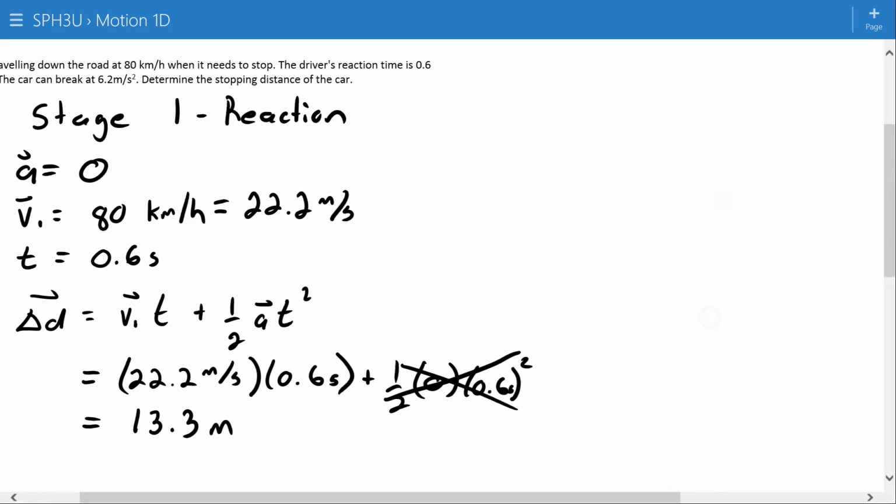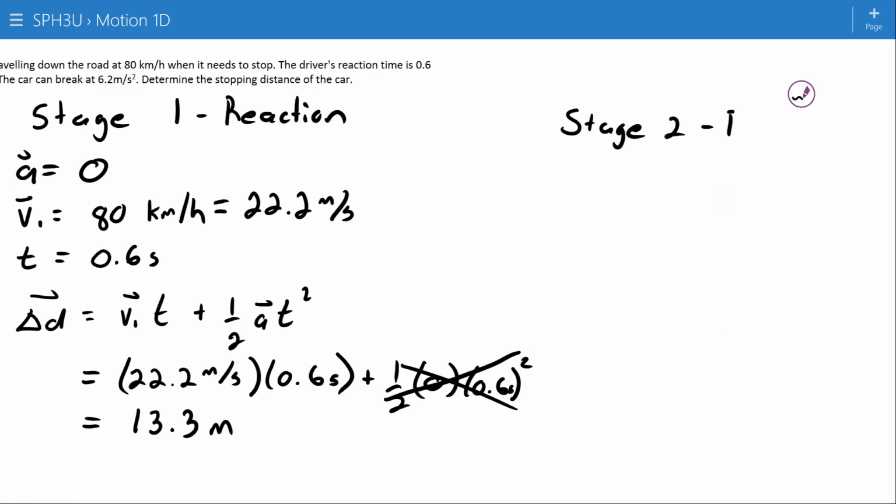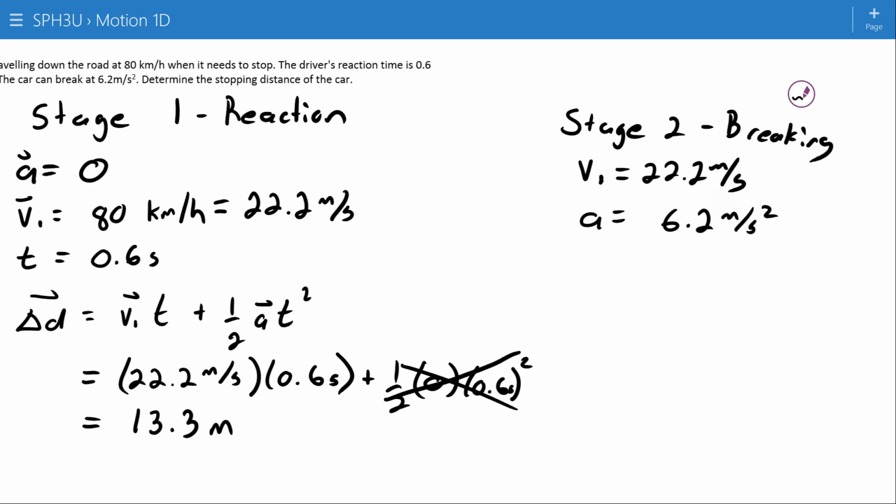actually begins. Now in stage 2, this is going to be the braking phase. We assume that he's still going at 22.2 meters per second when he starts braking. His acceleration is 6.2 meters per second squared. But we can recognize that that has to be negative 6.2 meters per second squared because he's coming to rest. Since he's stopping, we can say that the final velocity is 0 as well. Here we're looking for the displacement.